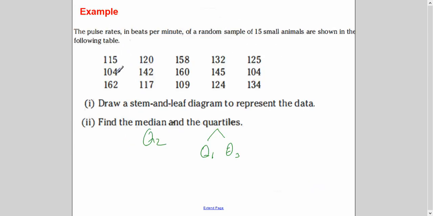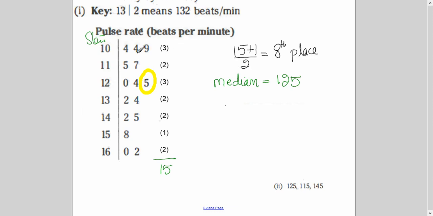For example, 104, so 10 and 4. 109, so 10 and 9. 104, so 10 and 4. So like this, I have put up all my data here, right? And in front of each data, I have written in bracket the number of the data I have here. So 3 here, 2 here, 3 here, and so on. So this gives me that in total I have 15 data. And this is also one way to figure out that you have not left out any value there.